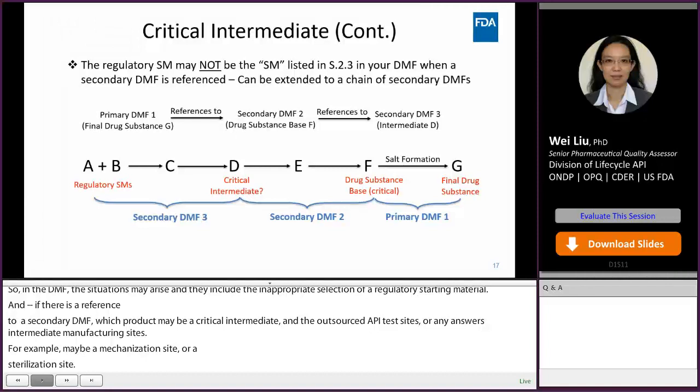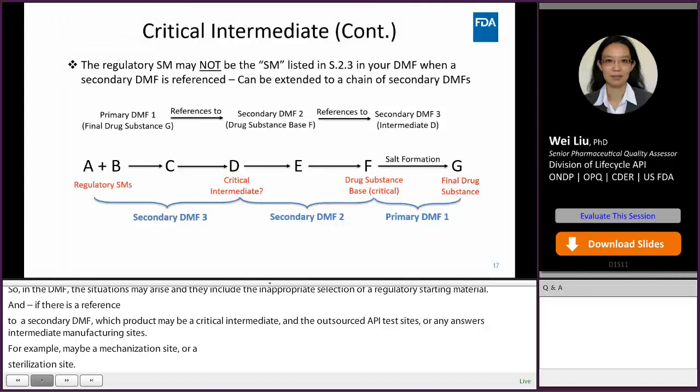The inclusion of secondary DMF can be extended to a chain of secondary DMFs. For the process from A and B to G, we assume the primary DMF number 1 covers the manufacturing process from drug substance base F to final drug substance G. It references the secondary DMF number 2, which covers the process from intermediate D to F. The DMF number 2 references another DMF number 3, and the DMF number 3 covers the process from the acceptable regulatory starting material A and B to intermediate D.